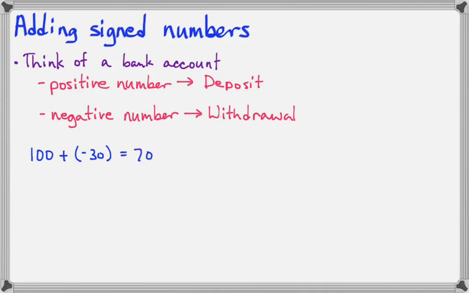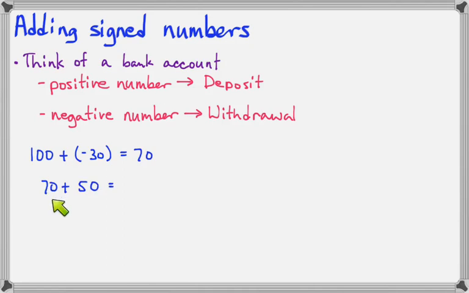We all know that if you start with $100 and you add a $30 withdrawal, you're going to end up with $70. Notice that because we started out with more than we took out, we still have a positive balance. So when the signs are different, we end up subtracting the two values and using the sign of the larger number. This was a positive, so the answer was positive.